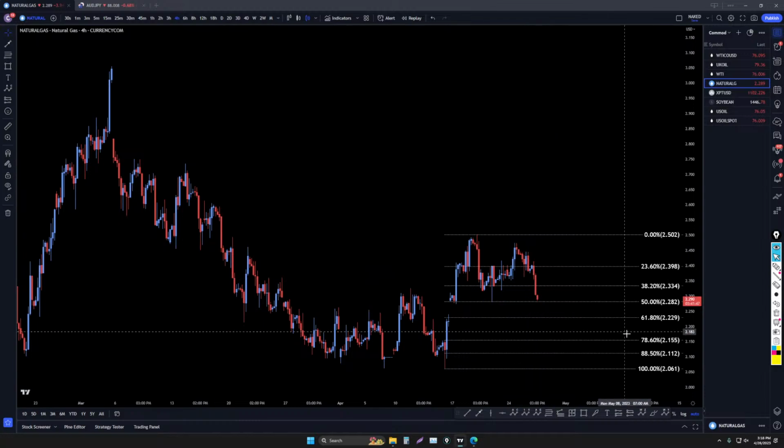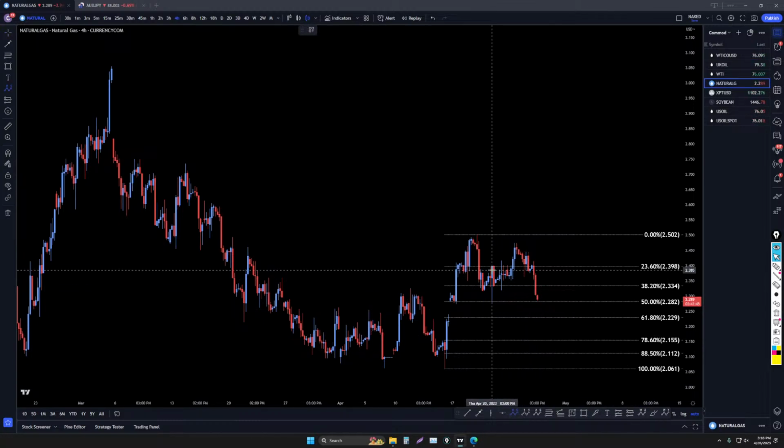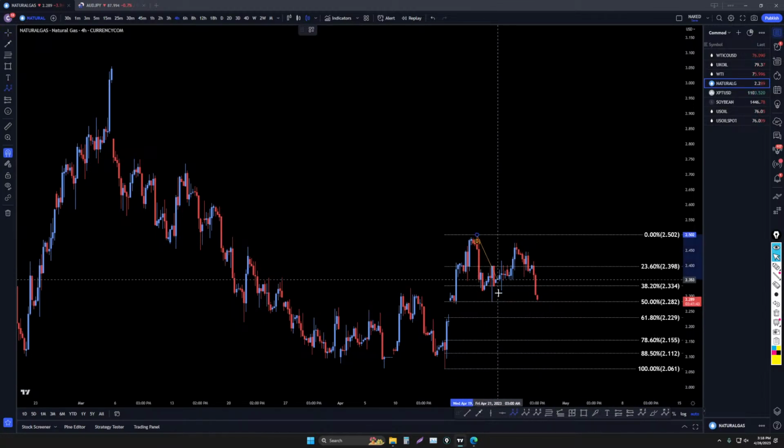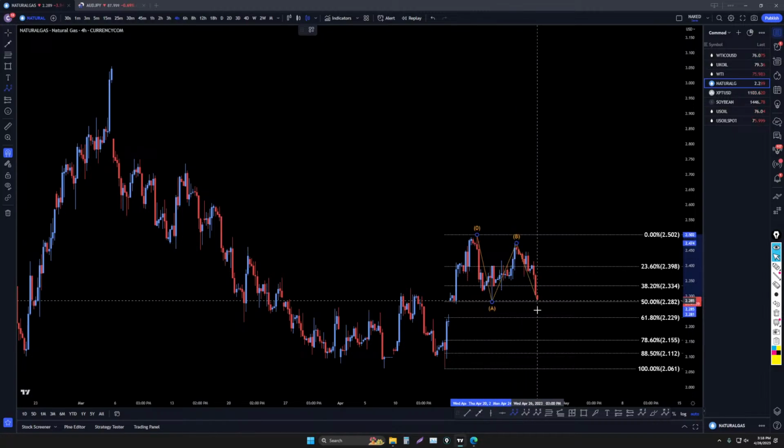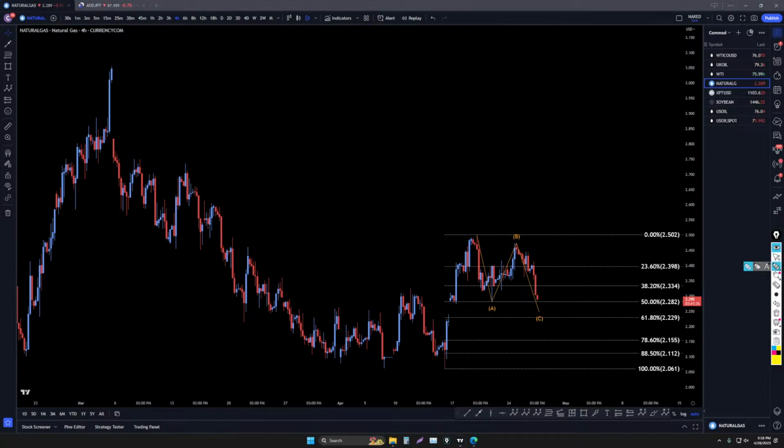It still looks to me like an ABC correction. No, that still looks fine to me. A, B, C. Yeah, it still looks like an ABC to me. The thing that sticks out is that, first of all, we have a break of structure to the upside, which would prove that this whole trend right here is over from there to here.